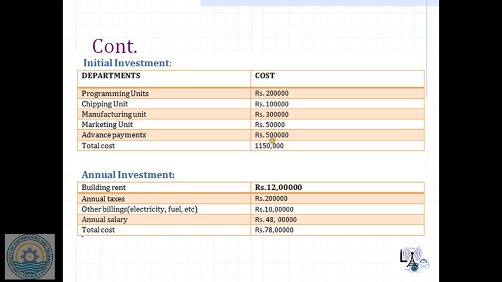After that, we will estimate our annual investments. That include building rent, annual taxes, billings, for example, electricity bill, fuel, etc., and the annual salary of the employees. That will make a total of rupees 78 lakhs.